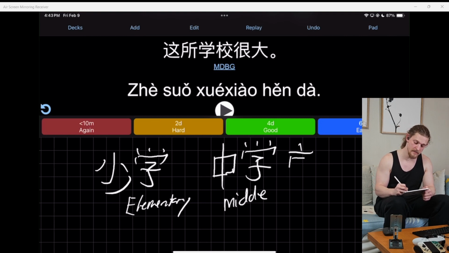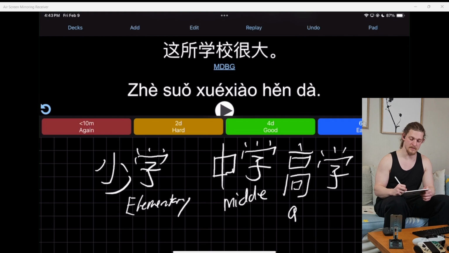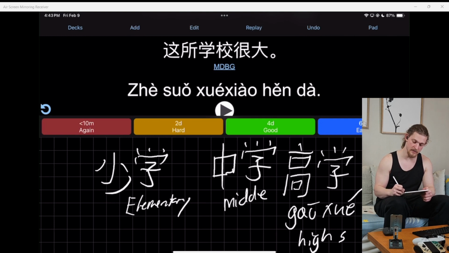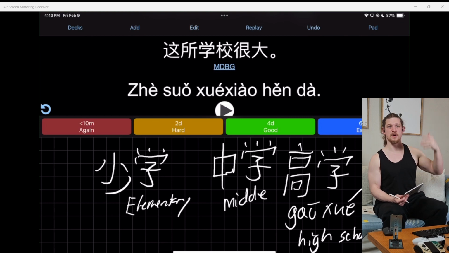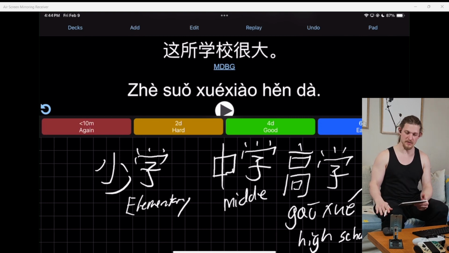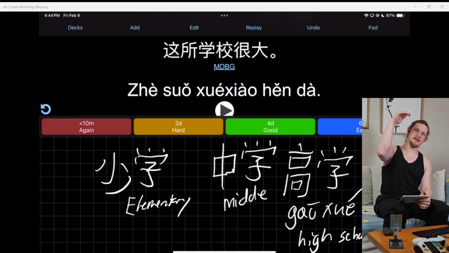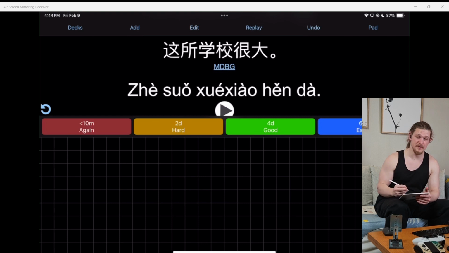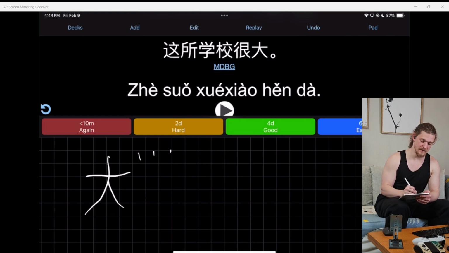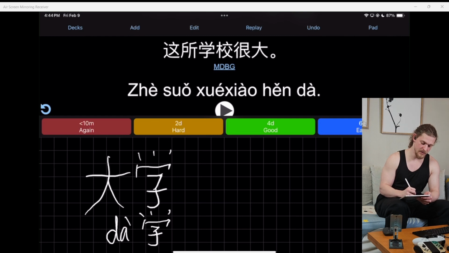And then you have 高学, 高中, which is high school. The character for 高 means tall or high, or like something is, you know, tall or high up. So you have 小学, a small school. You have 中学, which is middle school, and then you have 高中, which is high school. And then you have a college or university, which is 大学. 大 meaning big, and 学 meaning to learn.